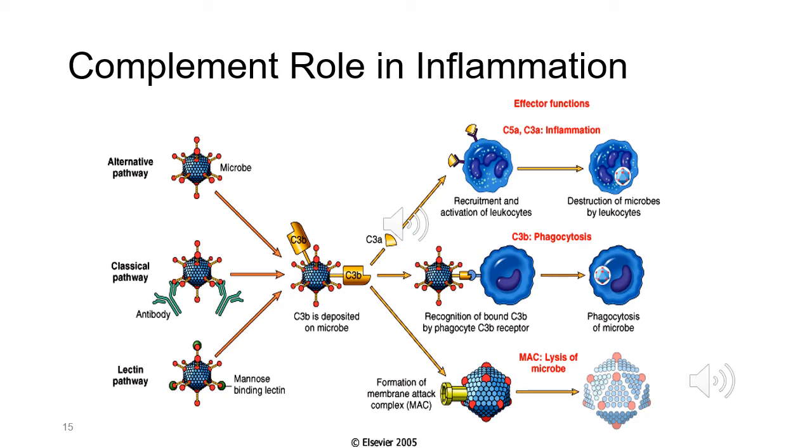So again, here to summarize, there are three pathways: alternative pathway, classical pathway, and the lectin pathway. As we mentioned, the alternative is activated by the microbe products. The classical pathway is activated by the antigen antibody. The lectin pathway is activated by the mannose binding lectin. Eventually, this will lead to the activation of the cascade, and the C3b is deposited on the microbe as an opsonization process, and then will activate the different pathways.